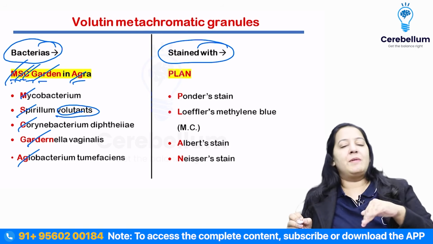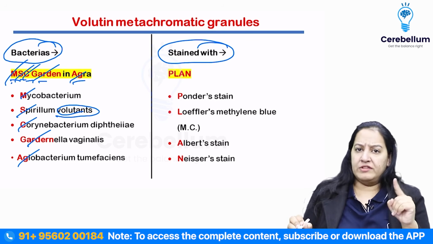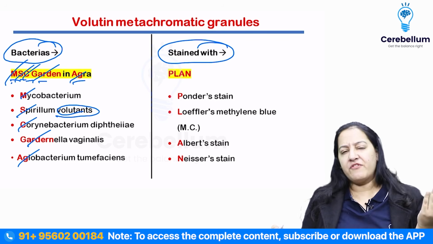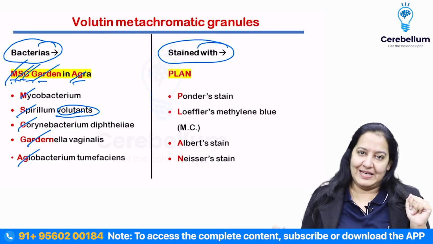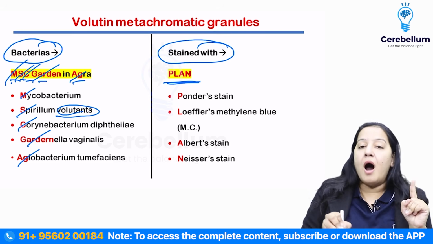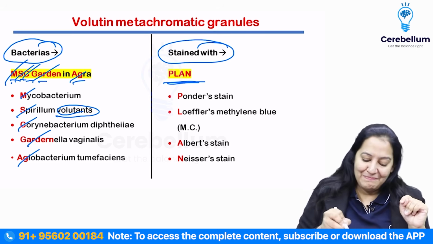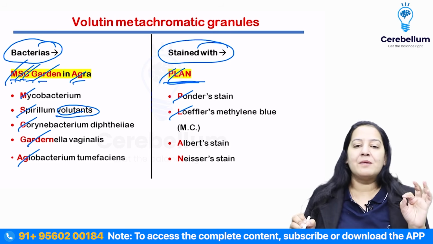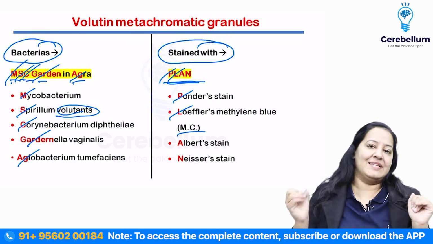Now, can you tell me the stains by which we can stain them? I know one of them, that is Albert stain, which I am teaching you currently. But apart from Albert, we can stain with many other stains also. So, the mnemonic is PLAN, P-L-A-N. P stands for Ponder stain. L stands for Loeffler's methylene blue. It is the most common stain which is used for staining these granules.